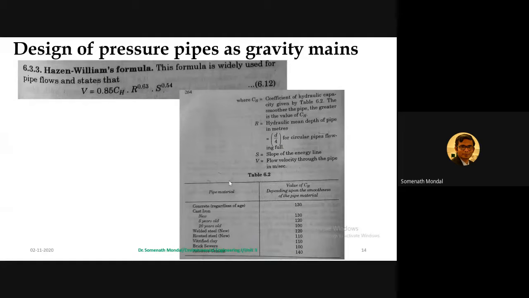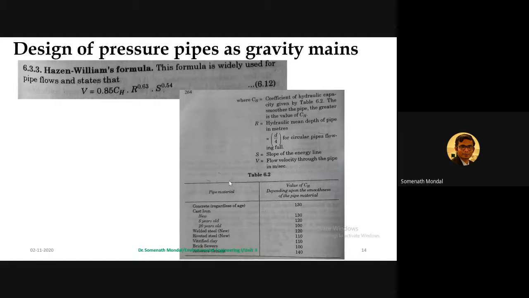Now another one, as I mentioned, is the Hazen-Williams formula. So this is the number 3. The Hazen-Williams formula is very widely used for pipe flows. There are very good substitutes, which we discussed in the past, Darcy-Weisbach and Manning's, which can also be used, as well as this Hazen-Williams, which is also being used these days.